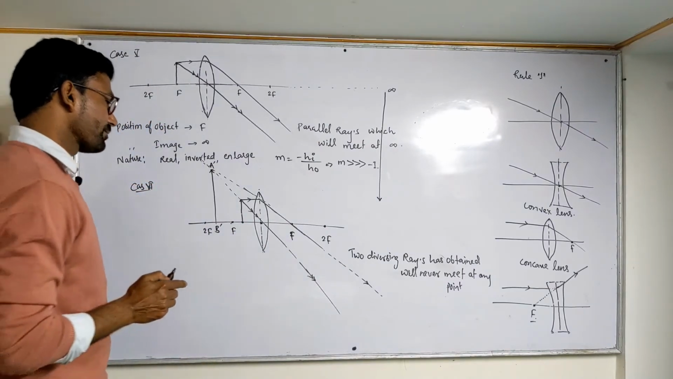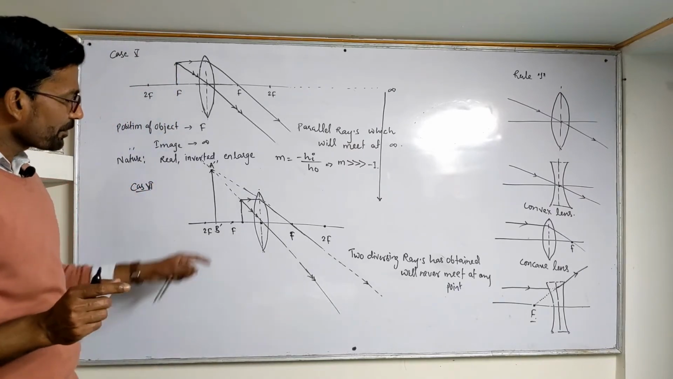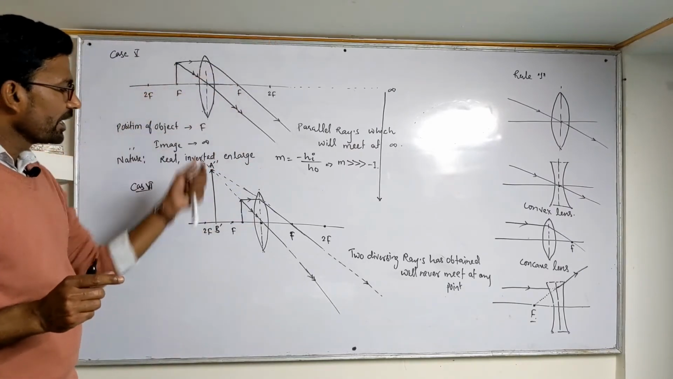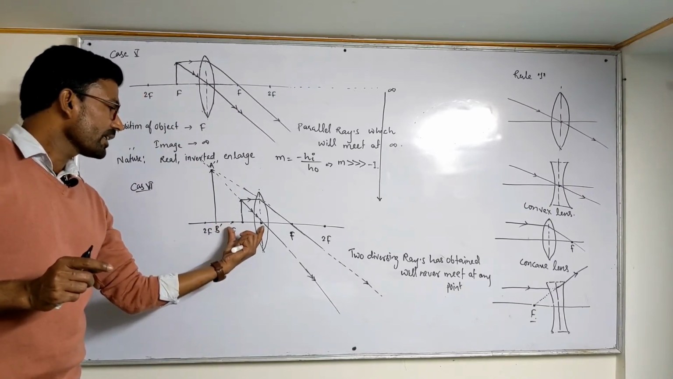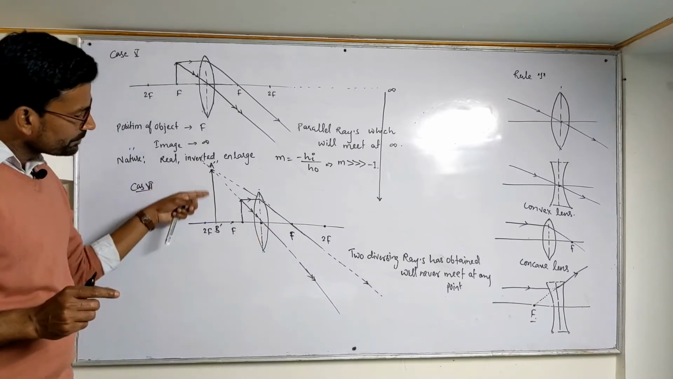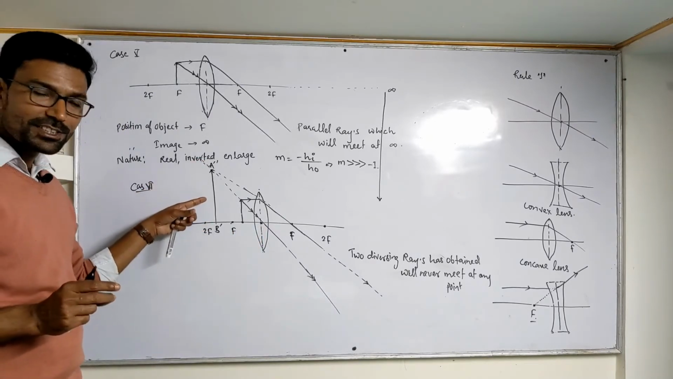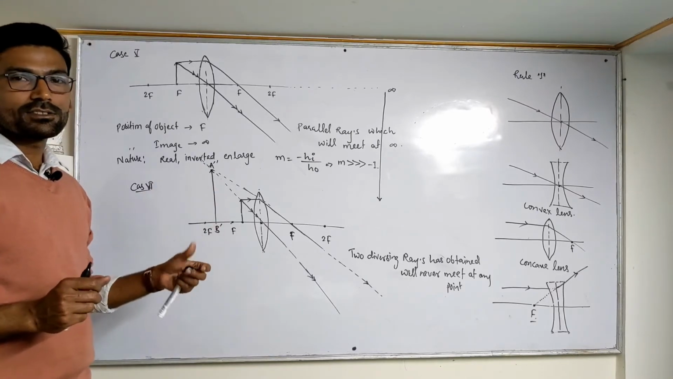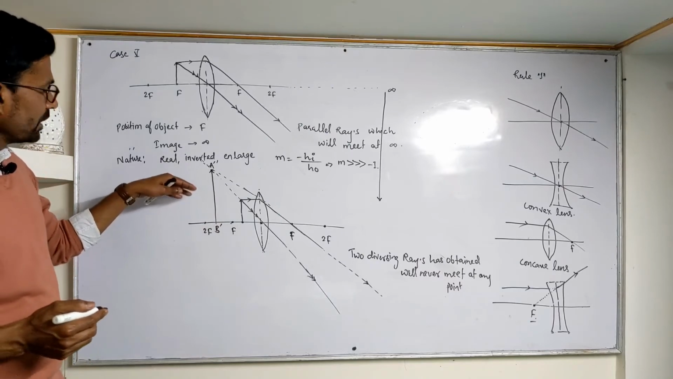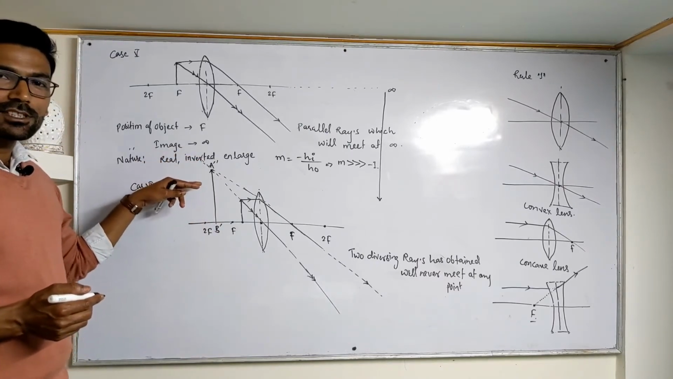First of all, this is the only case in which a virtual image is formed by the convex lens, if the object is placed somewhere between focus and optical center. We can say this is the image A prime B prime, which is enlarged, virtual and erect. It is not inverted. So we are now able to write all the information about this image.